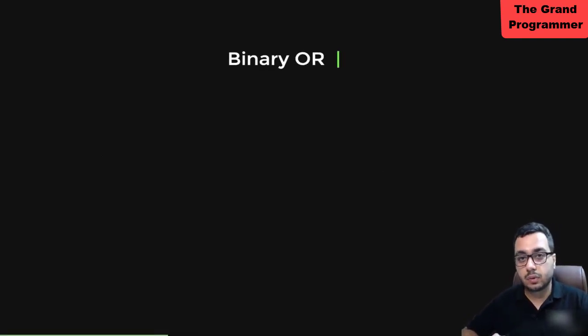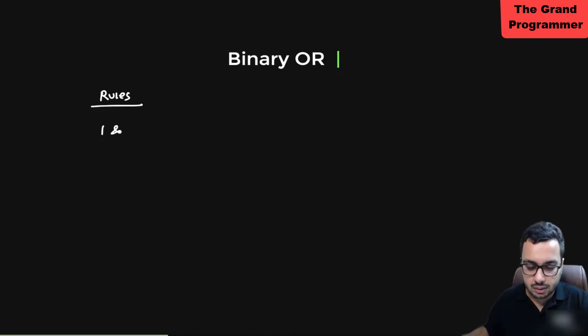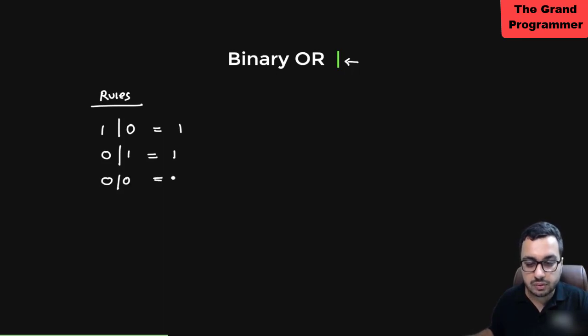Now let's see what binary OR is. The rules of OR are very simple. If one of the bits is 1, then the result is going to be 1. This is denoted using this operator. So 1 or 0 gives you 1. Similarly, 0 or 1 gives you 1. 0 or 0 gives you 0, and 1 or 1 gives you 1. So if one of the bits is 1, the resulting bit would be 1.